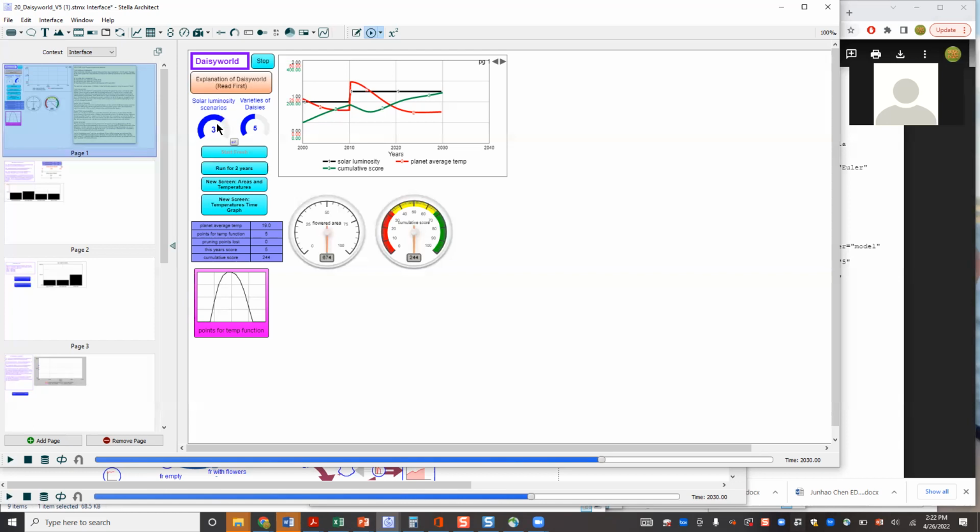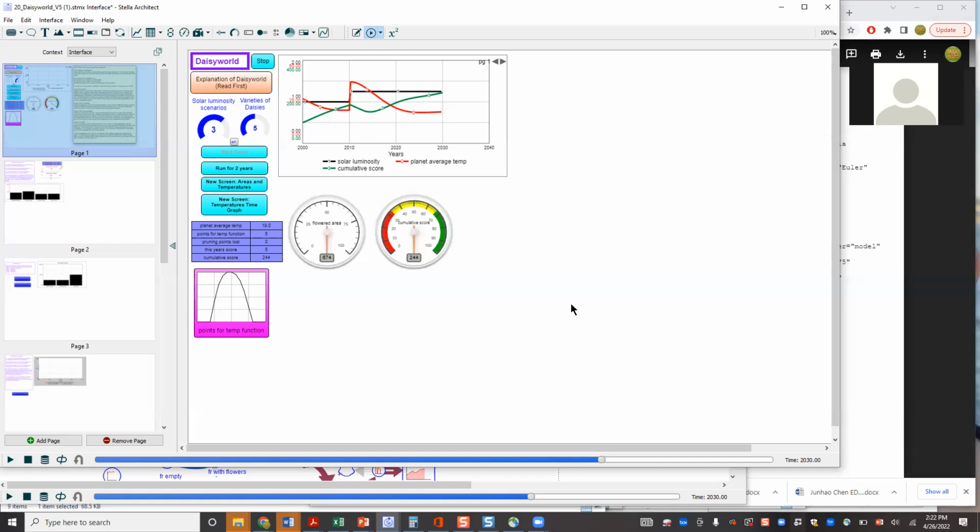Scenario 3 is cold shock. So at 2010, the temperature is going to drop by 25% for 1 year, and then come back up. How do you think they're going to respond to this situation?